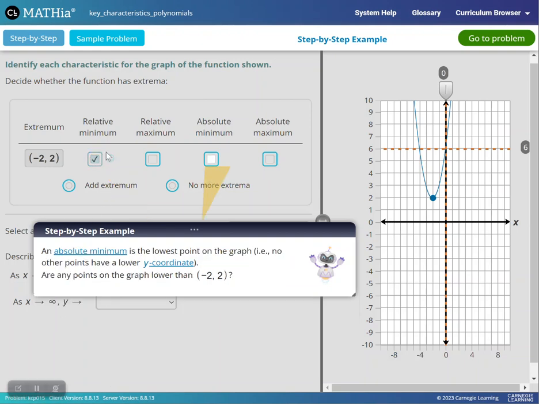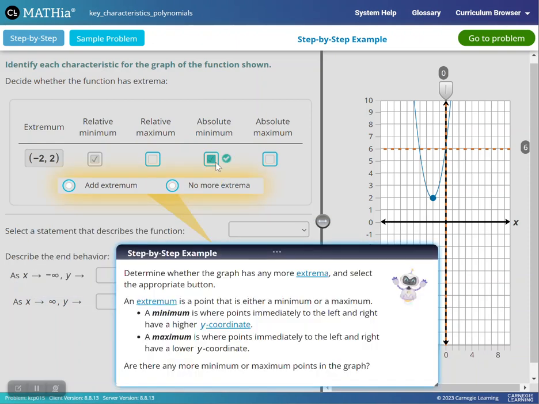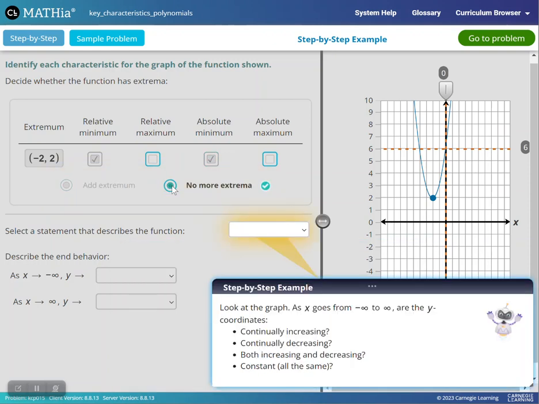But we're going to go ahead and click relative minimum because it fits that definition. But we're also going to say that it is the lowest point on the graph, so we're going to say it's an absolute minimum. Okay, is there any other extrema? I don't think there's any more. That was the only one. So we're going to click no more. If there were more, you would continue to add them.